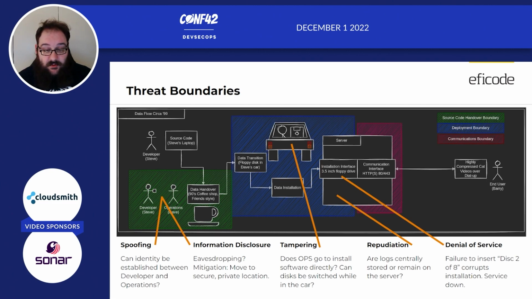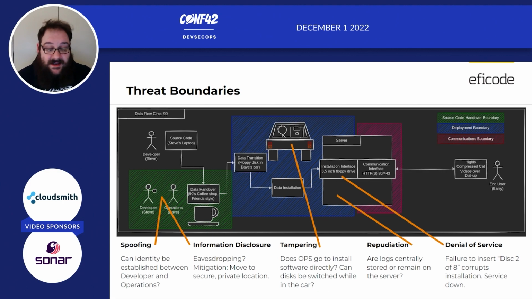But failing that, it would be possible to pretend to be one of them. Information disclosure: they're in a public coffee shop, so it's very easy to overhear what's happening, overhear the installation information, overhear what's going to happen over the installation process. For tampering, we can look at, for example, the data transition of ops going to the installation there.